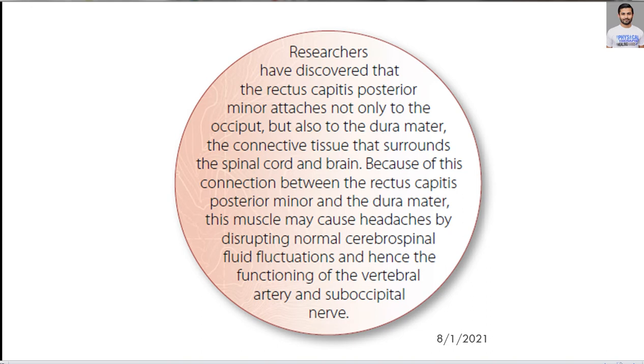So this is the connective tissue that surrounds the spinal cord and brain, and because of this connection between the rectus capitis posterior minor and the dura mater, this muscle may cause headaches by disrupting the normal cerebrospinal fluid fluctuations and hence functioning of the vertebral artery and suboccipital nerve. So in a lot of patients who might have dizziness, or complaints of nausea or vomiting or some other complaints, there are fair chances that this small single muscle is taut and exerting some pressure onto the dura, and in return all the symptoms are coming on the patient.